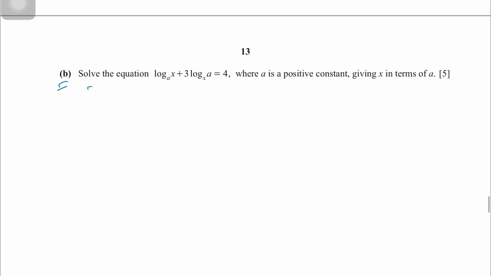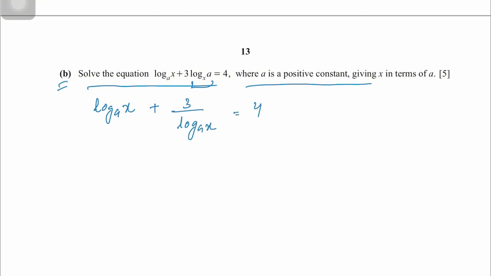Now we have part B, solve the equation this, where a is the positive constant, giving x in terms of a, right? So we have log_a x. This can be written as reciprocal of log_a x. So this would be 3 over log_a x equals to 4. Now we can take log_a x simply as y. We can assume this as y. So this would be log_a x as y.